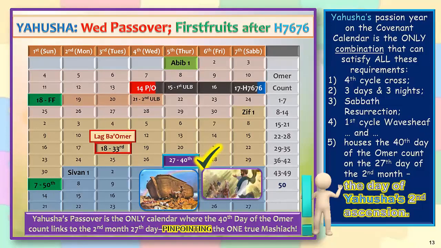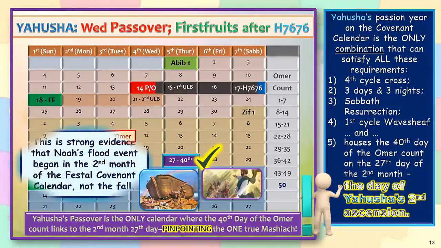No other calendar that I know of, or I don't believe Charlene knows of one either, no other calendar can line up that date with the ascension on the 40th day. They don't even come close. There is only one, and it is the covenant calendar.